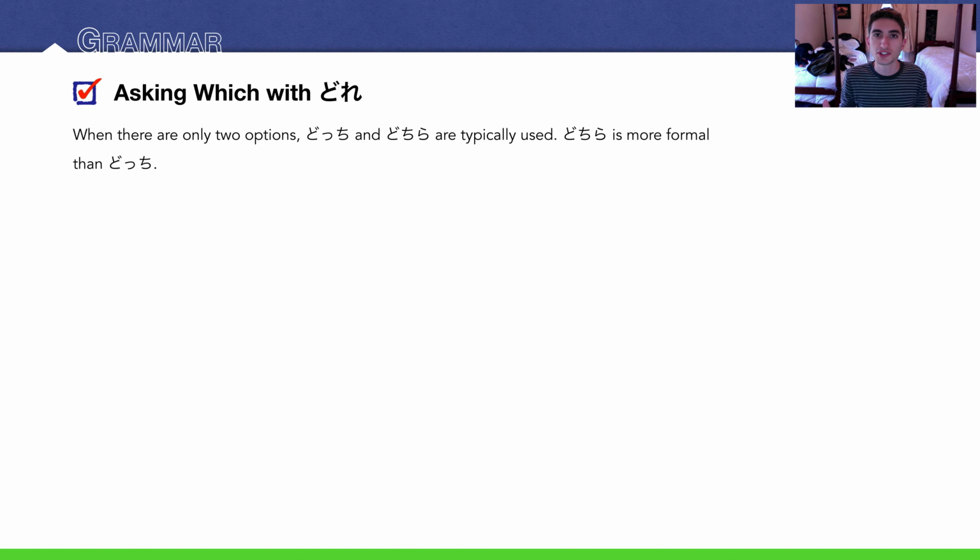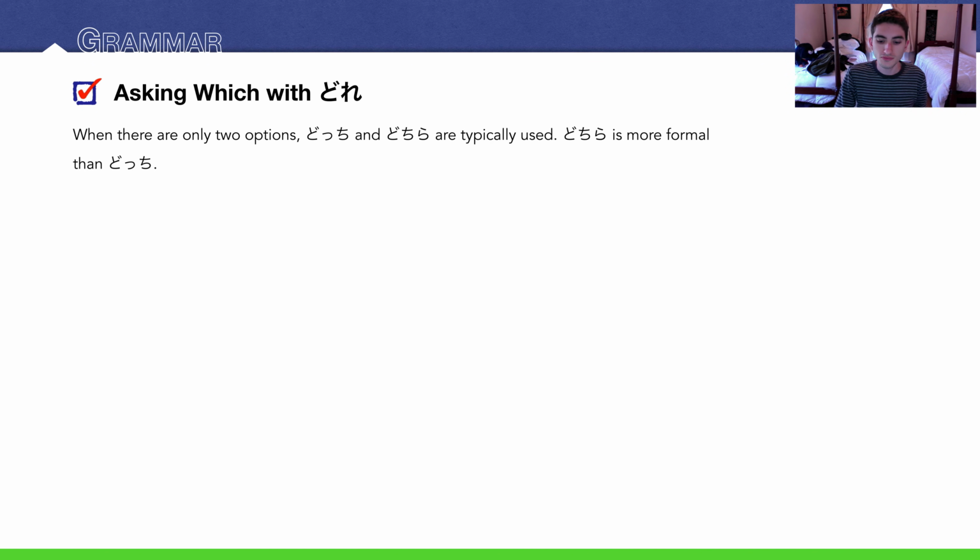Now I want to talk about dochi and dochira. Okay, dochira is more formal than dochi. They both mean which, but usually for just two options. Okay, if you have just two options, you can say dochi or dochira. All right, dochira is actually very polite Japanese. You always use it in formal situations whenever you're talking with someone higher than you socially and asking them a question. Dochira desu ka?